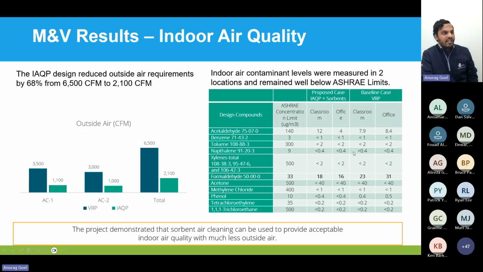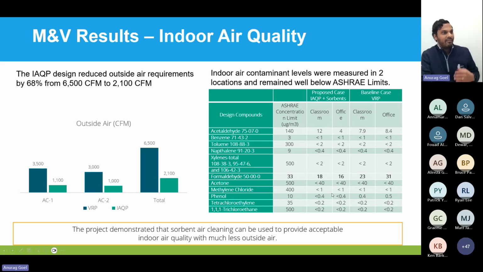And on the right side here, you can see that because this was an existing building, we were able to do some nice testing of indoor air quality before and after. So the before case is represented on the two columns on the right. You can see here that without air cleaning and with higher levels of ventilation, if we look at formaldehyde specifically, the formaldehyde levels were about 23 to 31 micrograms per meter cubed. This was measured across a few different locations in the building.